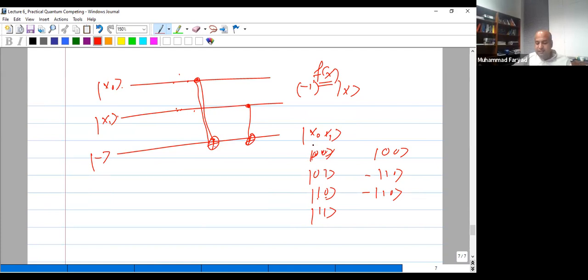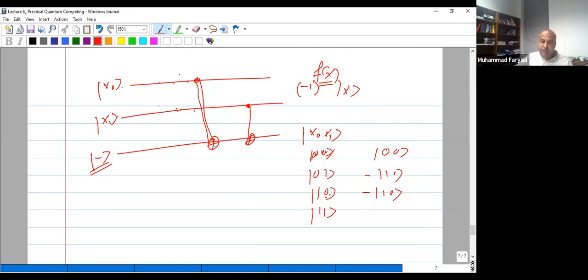So when x naught is 0 and x1 is 0, when they're both 0, both of the C naughts are not working, which means nothing happens to the minus state. So my 0, 0 output goes to 0, 0. And when either one of them is 1, so it's either 0, 1 or 1, 0, one of the C naughts will work, and we will get a minus sign with this minus state, which we can think of as a minus sign with the top two. So 0, 1 or 1, 0 transforms to minus with a minus sign.